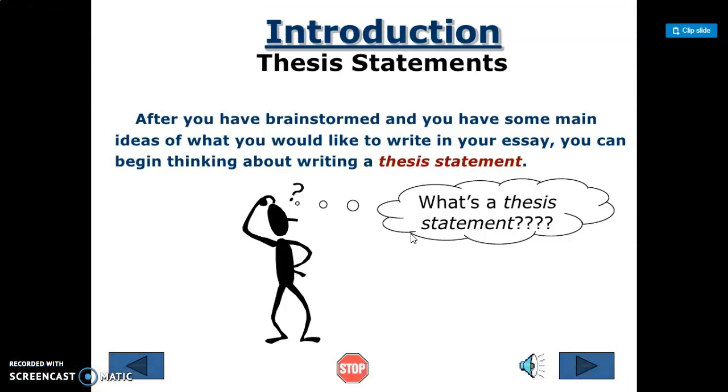Every paper you write should have a main point, main idea or central message. The arguments you make in your paper should reflect this main idea. The sentence that captures your position on this main idea is what we call a thesis statement.